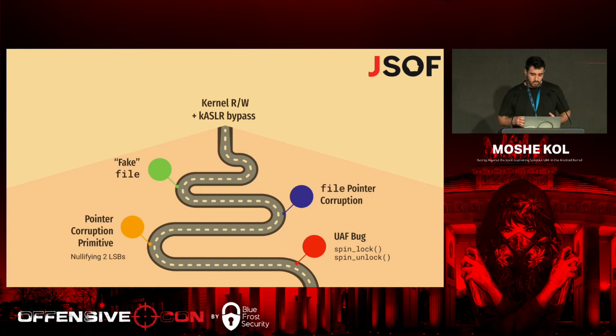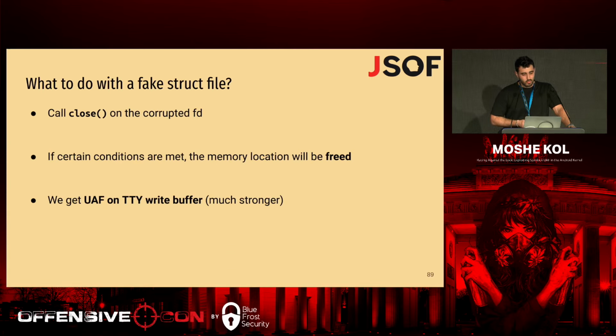So now we are here. We managed to corrupt the second least significant byte of a struct file pointer. And we also managed to land on a fake struct file whose contents we control. So what do we do with this? We chose to call close on this corrupted FD with the intention of this memory location being freed back to the slab allocator. And then we would get a use-after-free on a TTY write buffer, which is much stronger.